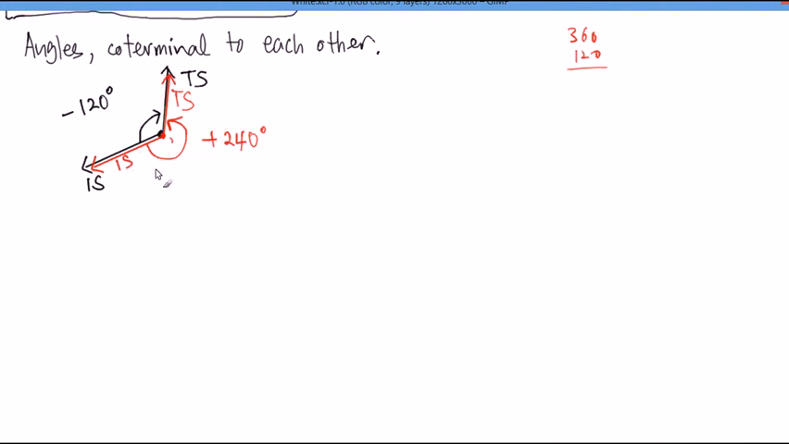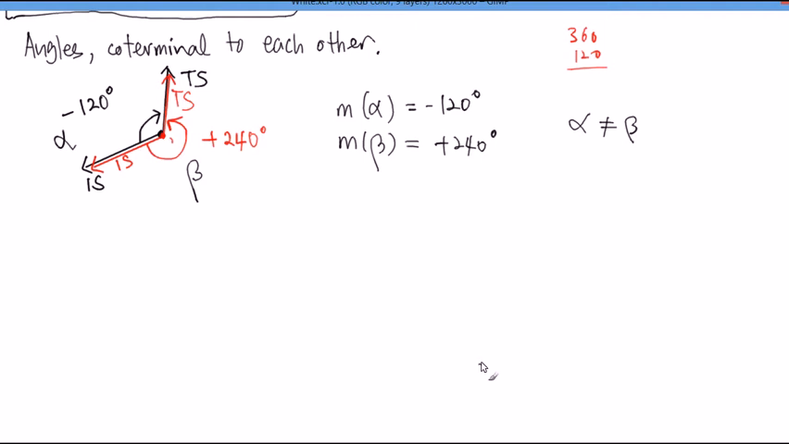The black one, if I call that angle alpha and this angle beta, the measure of angle alpha, m of alpha, is negative 120 degrees, right? The measure of angle beta is positive 240, right? When we say two angles are equal to each other, everything should be equal. The measure is different, so it's a different angle. Angle alpha is not equal to angle beta. Okay? But what's the same about these two angles? Same terminal side, right? And initial side.